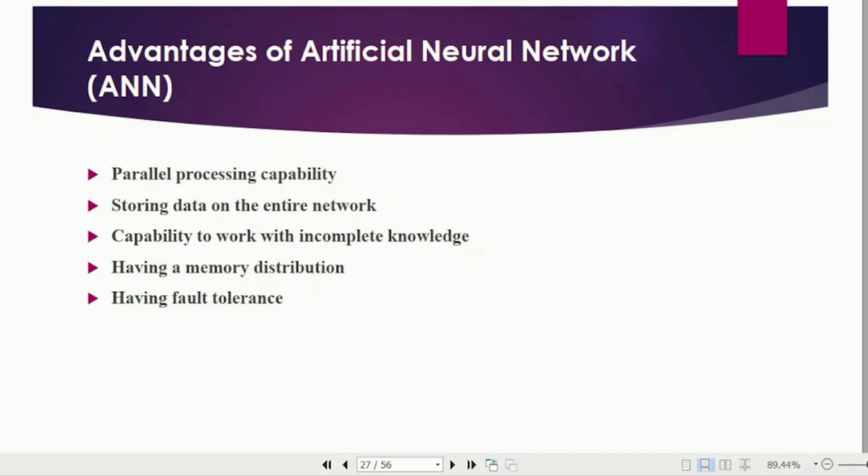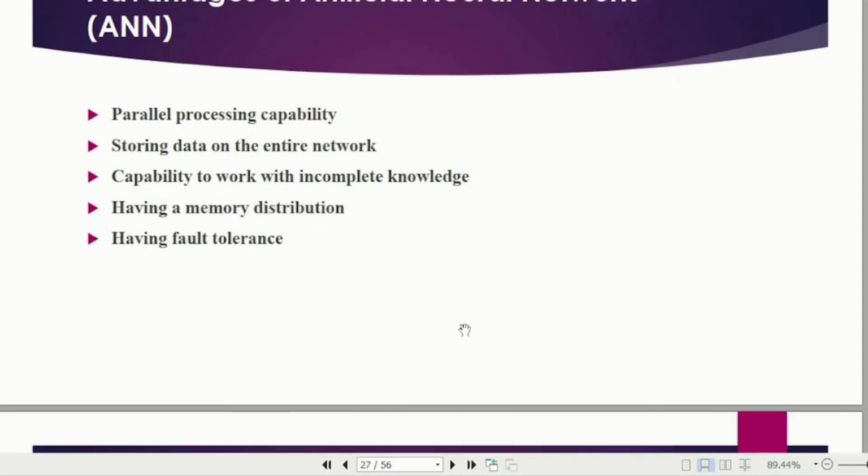The last advantage is having fault tolerance. The corruption of one or more cells of ANN does not prevent it from generating output, and this feature makes the network fault tolerant. These are all the advantages of artificial neural networks.